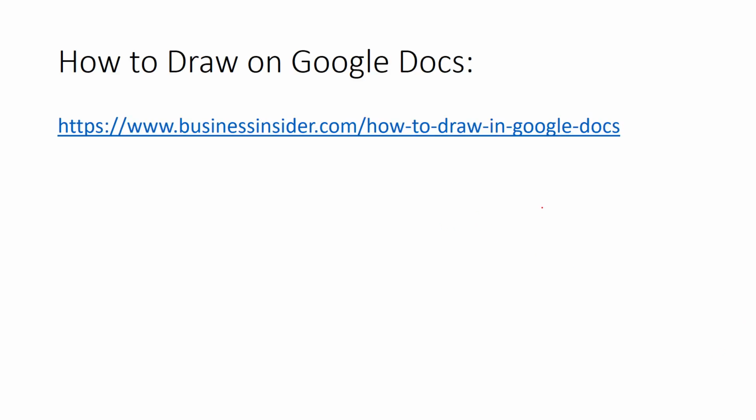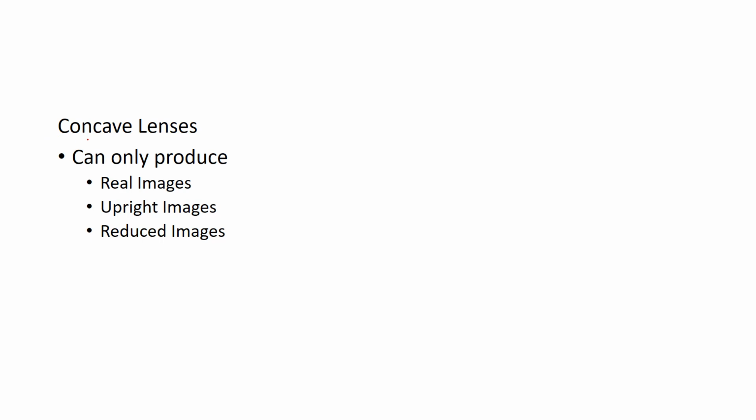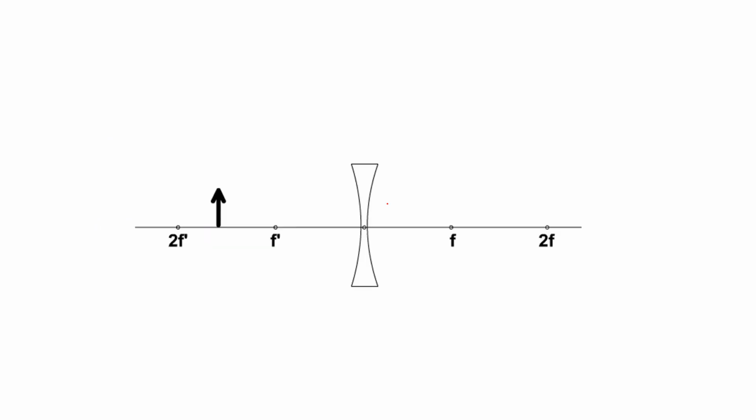We're going to look at the directions for drawing ray diagrams and analyzing the picture that results. We're going to start with concave lenses, and they will always produce real images, upright images, and reduced images. And you'll see that from the two ray diagrams we'll do right here.